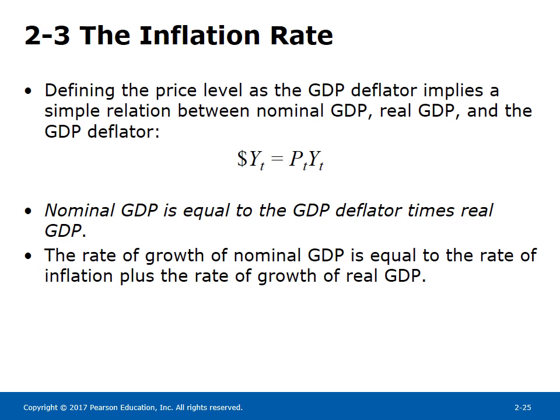Defining the price level as the GDP deflator implies a simple relationship between nominal GDP, real GDP, and the GDP deflator. Nominal GDP, $Y_T, equals P_T times Y_T. Nominal GDP is equal to the GDP deflator times real GDP. The rate of growth of nominal GDP is equal to the rate of inflation plus the rate of growth of real GDP.